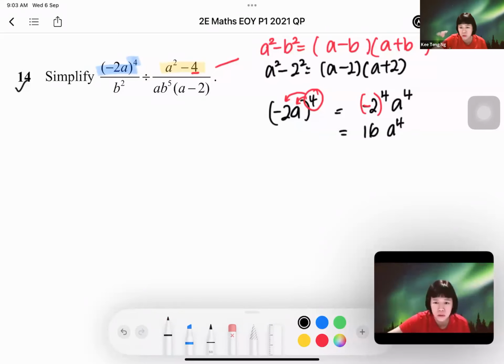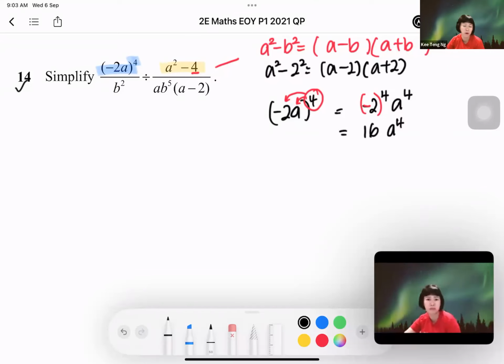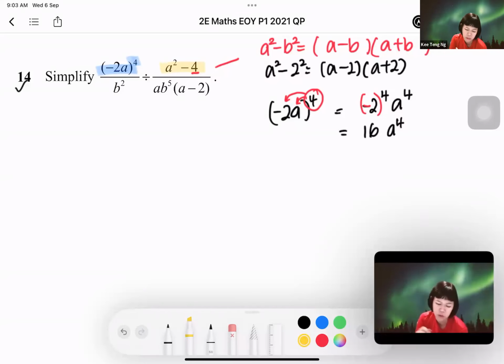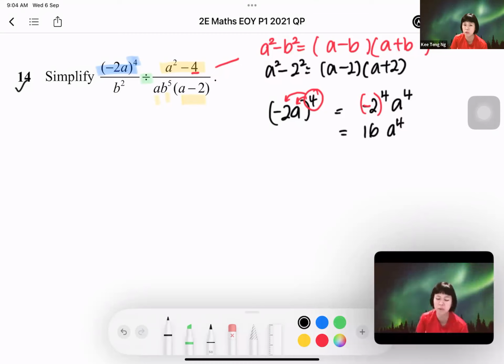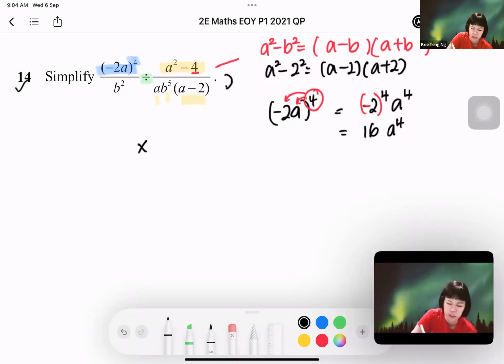After this, we have factorized some of the portions and simplified whatever is in the brackets. Then we take a look at the denominators. This is just a times b to the power of 5 and a minus 2 on its own, so there's nothing we can do to cancel. Next, we are going to handle the division sign. When we do division, we change it to multiplication and we swap the fraction at the back.